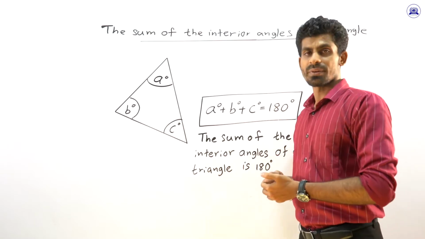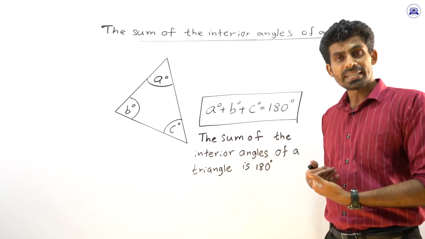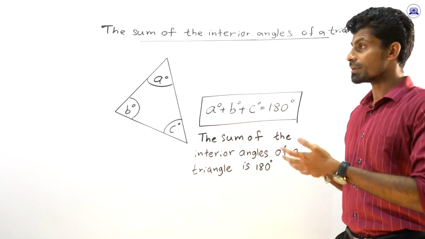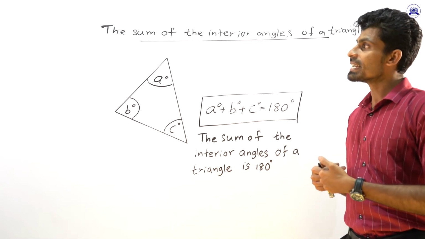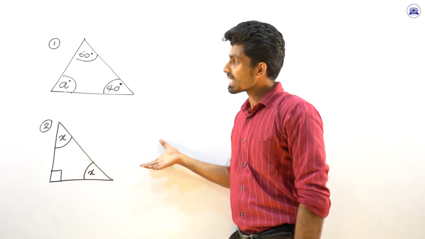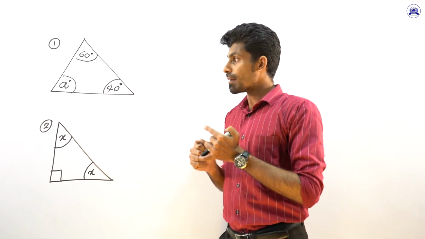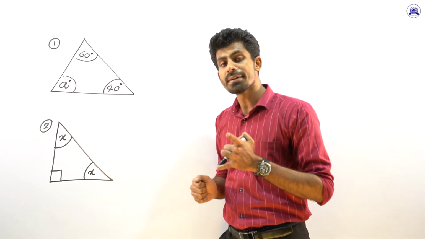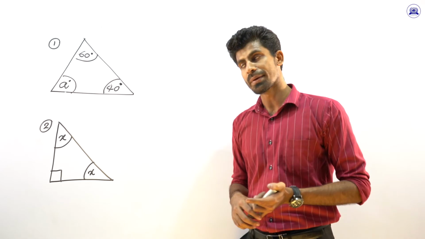Let's move to some questions, so we can get a better idea about this theorem and practice some questions regarding it. You can see some examples here. We have to use the previous theorem: the sum of the interior angles of a triangle is 180.